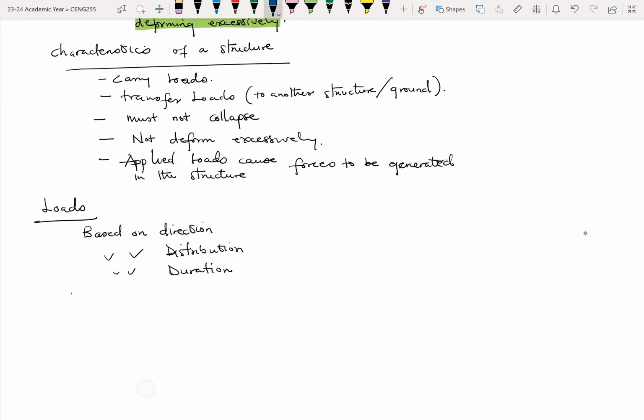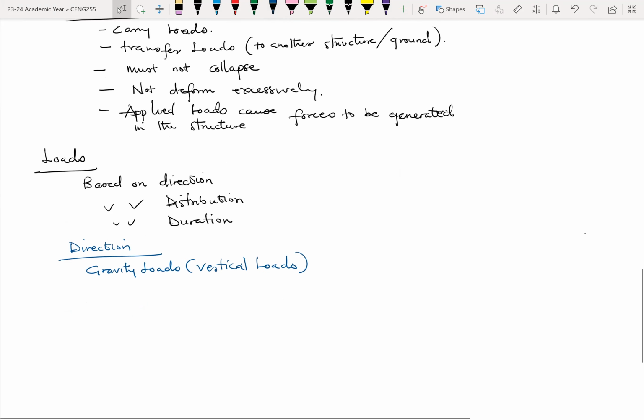So in terms of direction, we have what you call gravity loads. And gravity loads are typically vertical loads. Normally vertical loads. Two of the most common types of gravity loads are what you call permanent, or some will say dead loads.